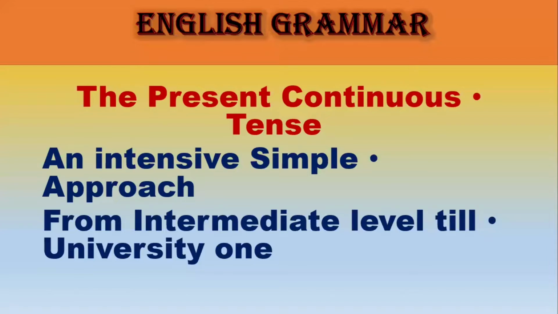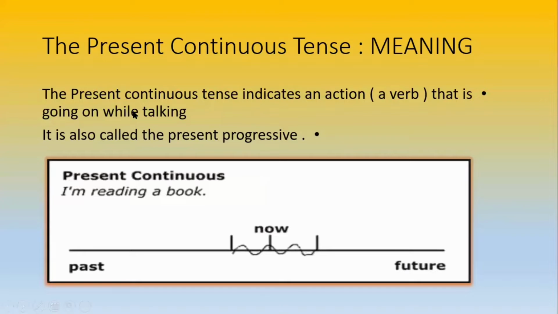Today we are to talk about the present continuous tense or present progressive tense. This is an intensive, simple approach from intermediate level to university level. So let's start our lesson today. What about the present continuous meaning? What do we mean by the present continuous?